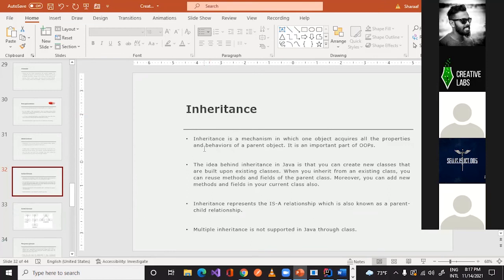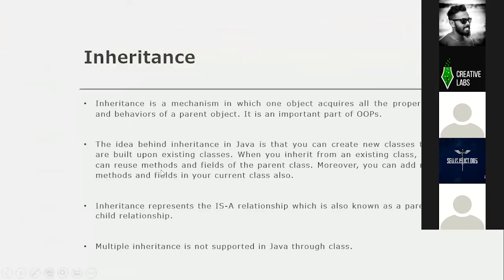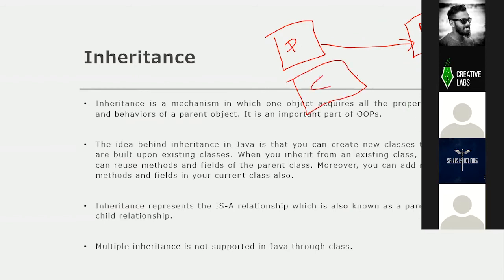Inheritance is a mechanism in which one object acquires all properties and behaviors of a parent object. Now let's take a new example, something called Animal. Out of this Animal, we can create things like Dog, Cat, and another animal like Elephant.